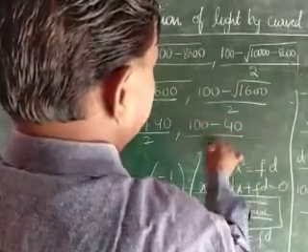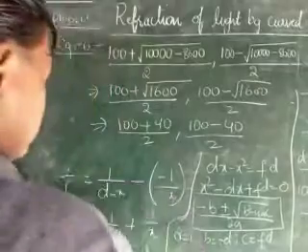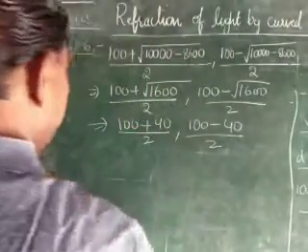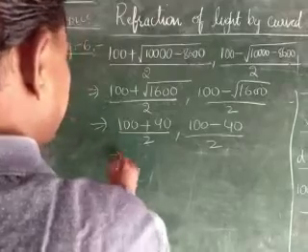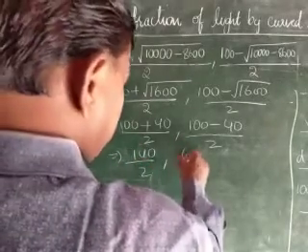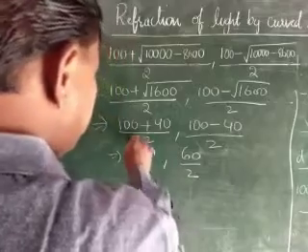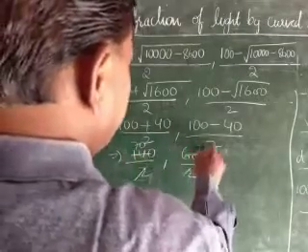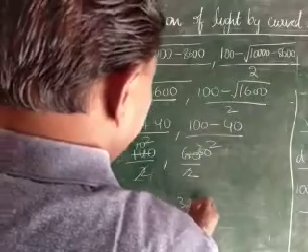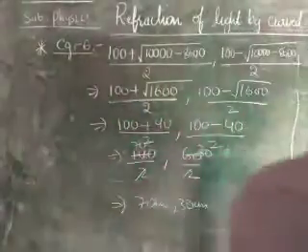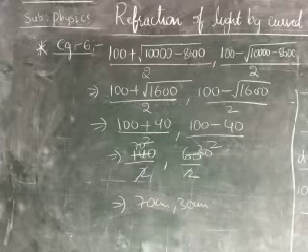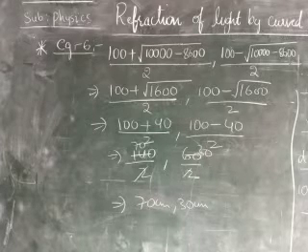Root of 1600 is 40. So 100 plus 40 is 140, 140 by 2 is 70. 100 minus 40 is 60, 60 by 2 is 30. Therefore at a distance of 70 centimeter and 30 centimeter we get the exact image. Okay, children. Okay, right. Thank you. Have a nice day.